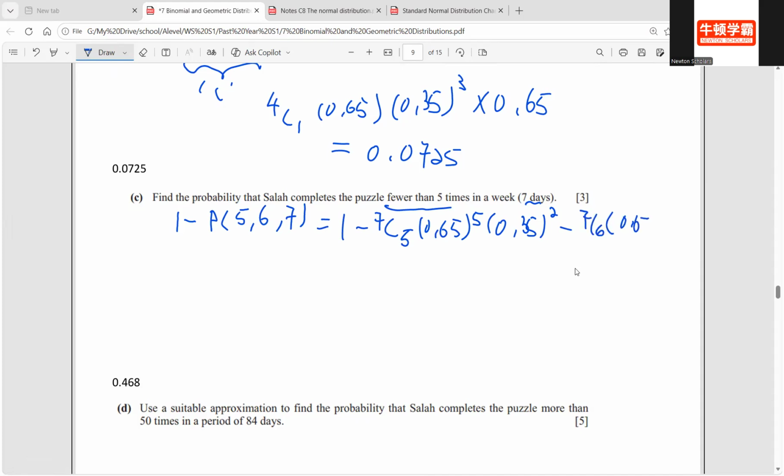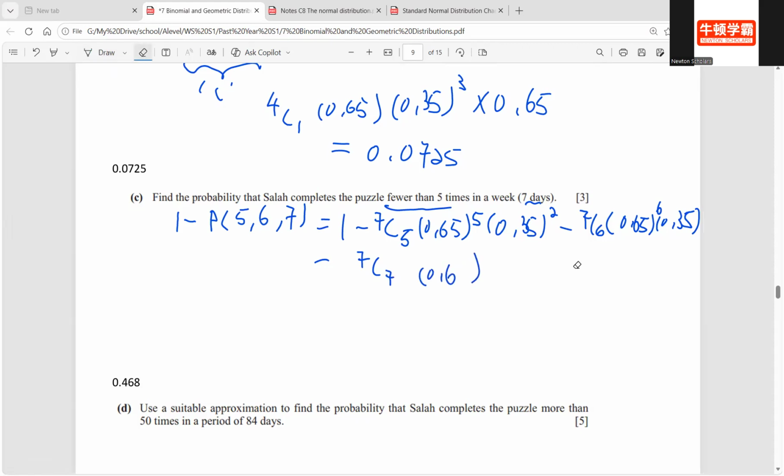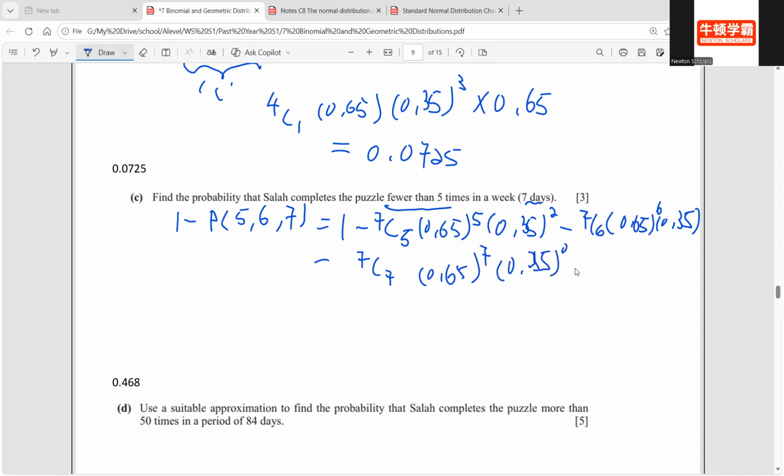Then 7C6 times 0.65^6 times 0.35. Okay, minus one more, the last one, which is 7C7 times 0.65^7. For this one, whether you write the 0.35 to the power 0 or not doesn't matter, because it's 1. When you press the calculator, you will get 0.4677, so the answer is 0.468 in 3 significant figures.